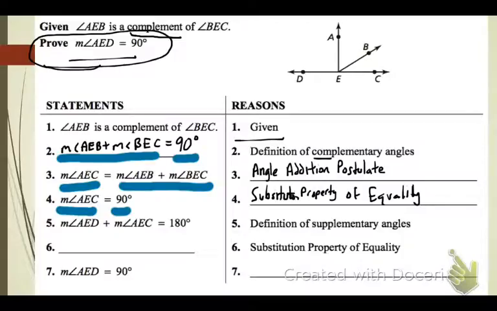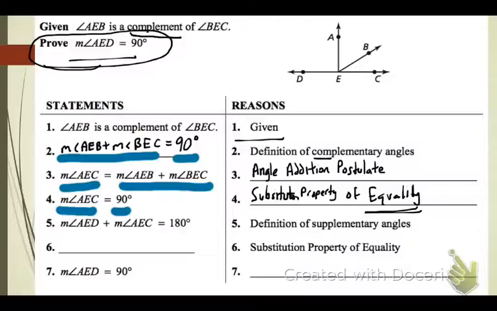So transitive property, substitution property. We generally use substitution property if we're talking about equality. So that's why I chose substitution property of equality there. They're saying the same thing. You can either substitute numbers in, or transitive property is kind of like connecting the bridge.